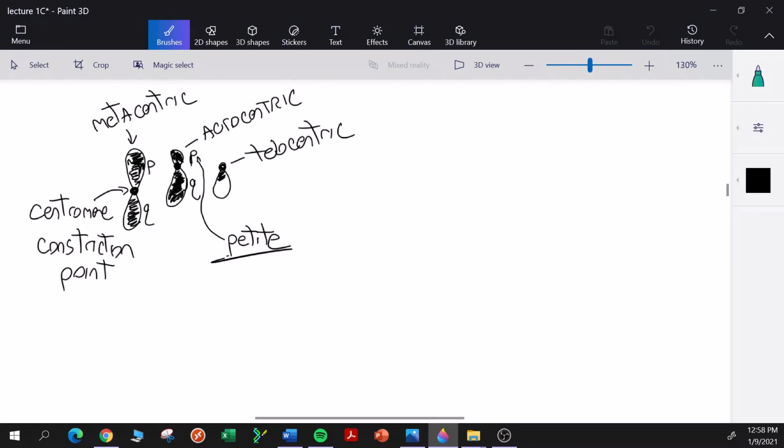Now some chromosomes, I believe chromosomes in mice, are all telocentric chromosomes. What that means is the centromere is found at one end of the chromosome. There aren't two arms, there's only one arm, and that arm is Q. There are no short arms; it's said that there's only a long arm. We call that the Q arm. So telocentric chromosomes have the centromere at one end of the chromosome.